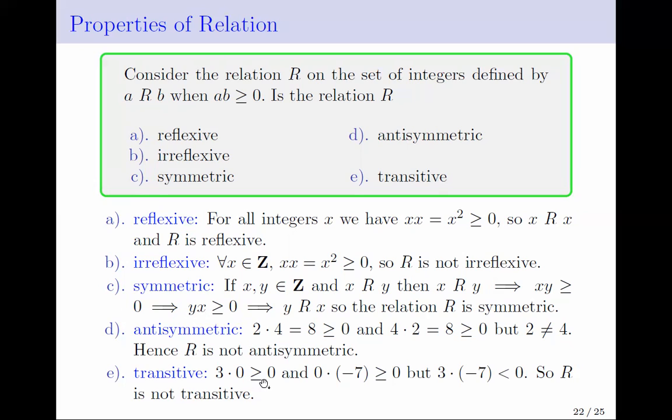What about transitive? 3 times 0 is 0, which is greater than or equal to 0. 0 times minus 7 is 0, which is greater than or equal to 0. So (a,b) belongs to R and (b,c) belongs to R. What about (a,c)? 3 times minus 7 is minus 21, which is less than 0. Therefore, this relation is not transitive.